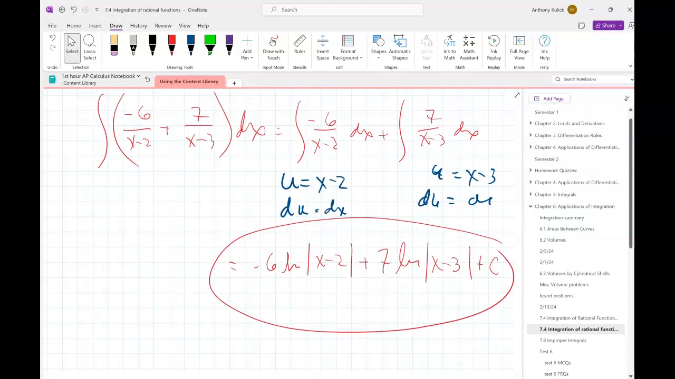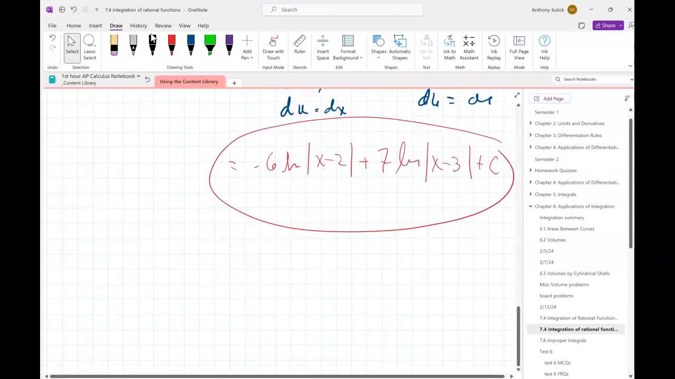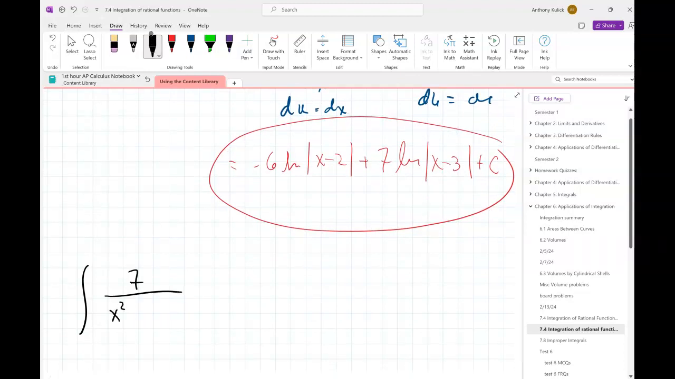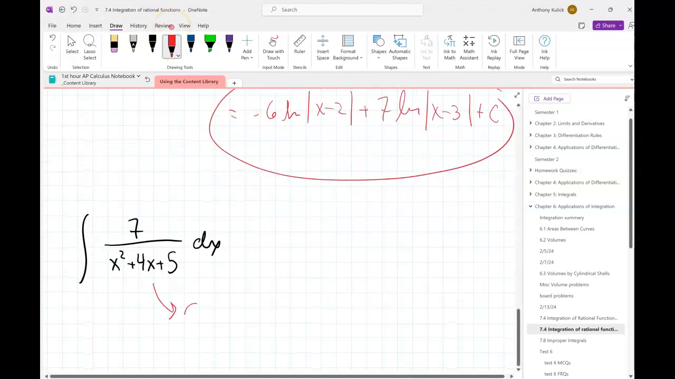All right. One more situation. So this looks pretty similar to the previous situation, right? But what's the difference? Look at the denominator. It's not factorable. Ooh, what could I try to do there? I'm going to do completing the square here.